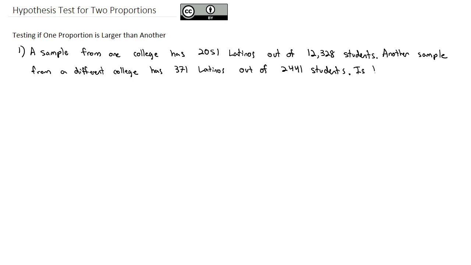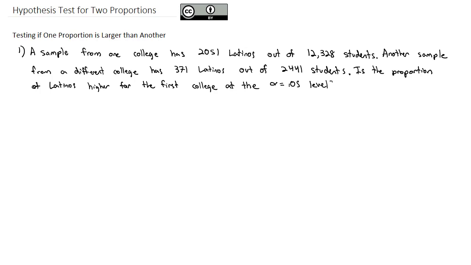We want to know, is the proportion of Latinos higher for the first college at the alpha equals 0.05 level? Or can we show that at the alpha equals 0.05 level? Starting to set this up with our 6-step process.